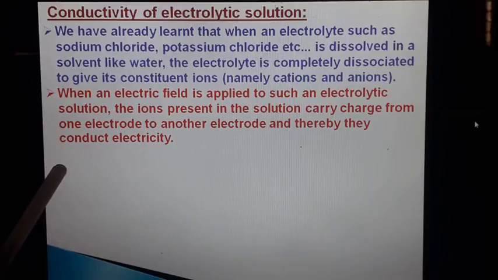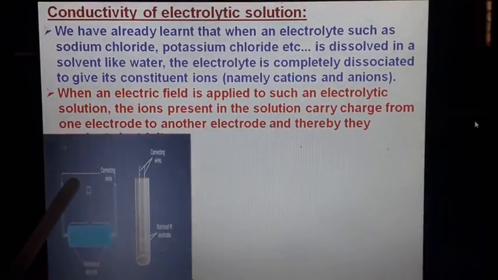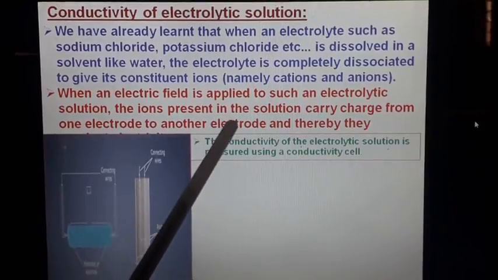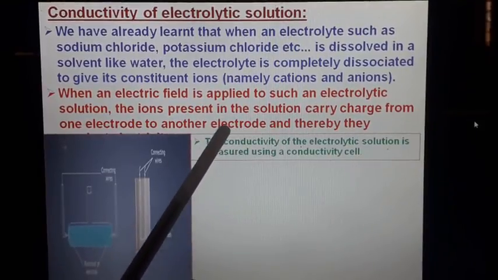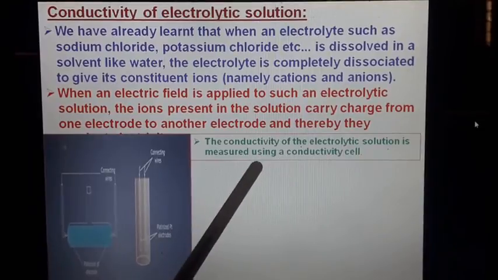The movement of ions in electrolytes. This is the concept. Next, the image, the cell, various cells, two types of cells here. Next, the conductivity of electrolytic solution is measured using the conductivity cell. The conductivity of electrolyte is measured using a conductivity cell.